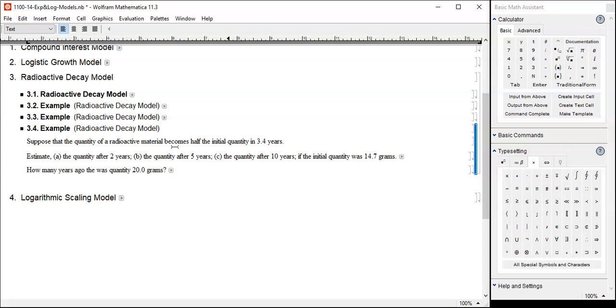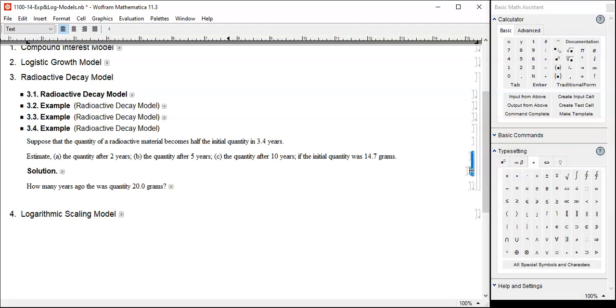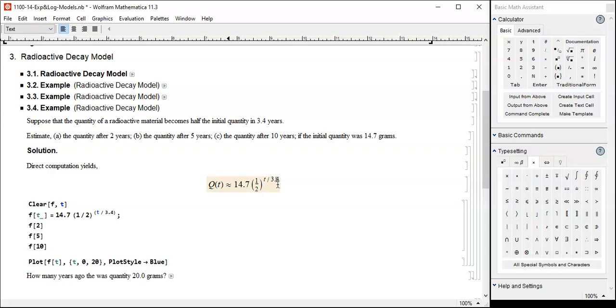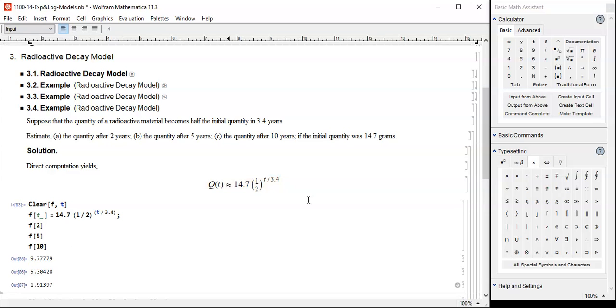Suppose a quantity of a radioactive material becomes half of the original quantity in 3.4 years, so that's the half-life. So that's going to be the model, t divided by 3.4. And then plug in those numbers. 2 years, 5 years, 10 years, plug in those numbers and do your computation. Punch in the calculator, you get all those.